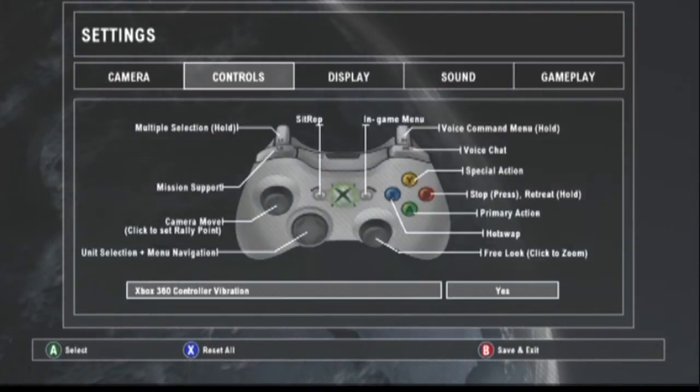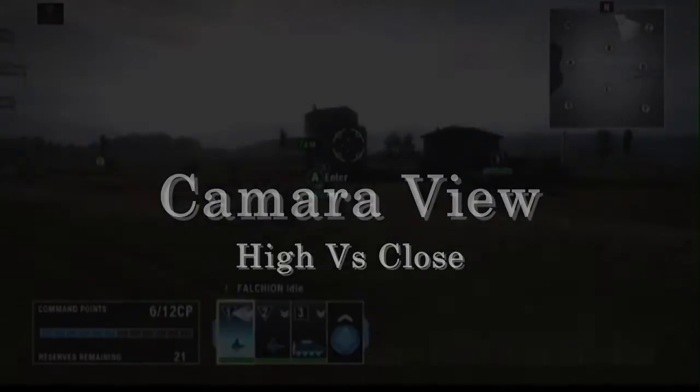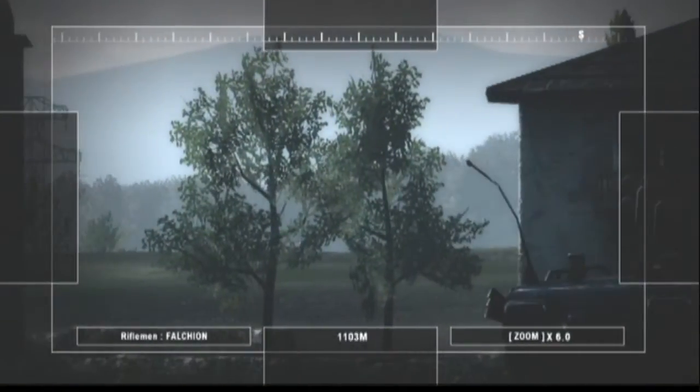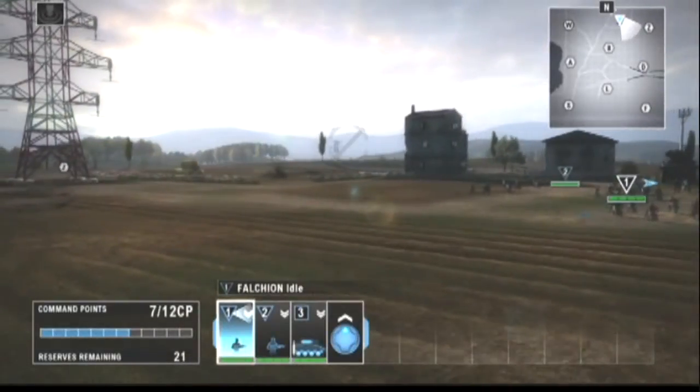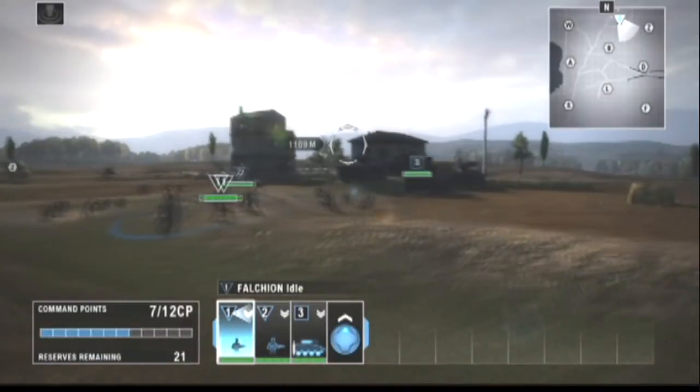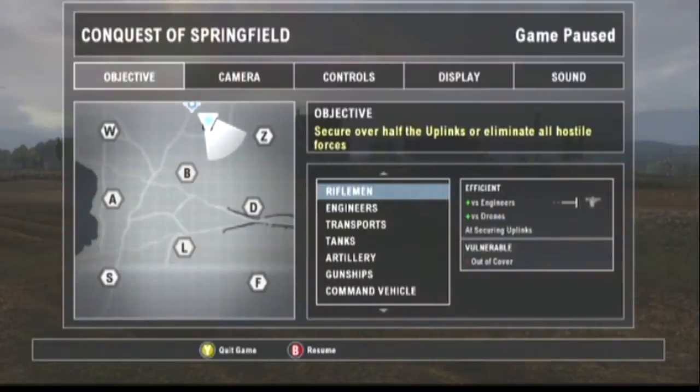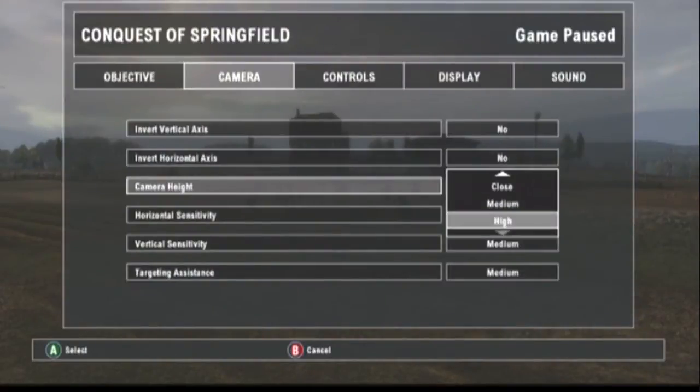One thing we're going to be taking a look at is your camera view. I have mine set on high always, but I'm going to show you the difference. This is a close view. As you see, it's flat. You really can't see anything. You get a good view of your battalion, and it's really cool whenever some action happens.